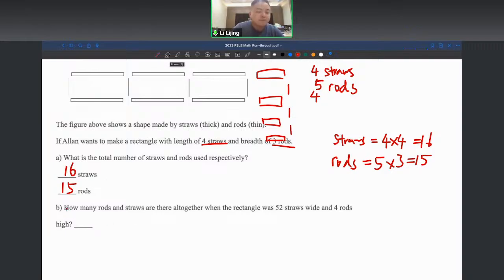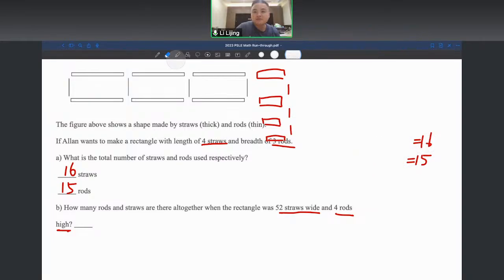Okay, but for part B, how many rods and straw are there all together when the rectangle has 52 straw wide and 4 rods height? Okay, so we use the same method as just now. You will see that 52 straw wide and 4 rods. Okay, so let me just draw something. I have 52. Then I have rod. Okay, I use another color. Rod. 1, 2, 3, 4.